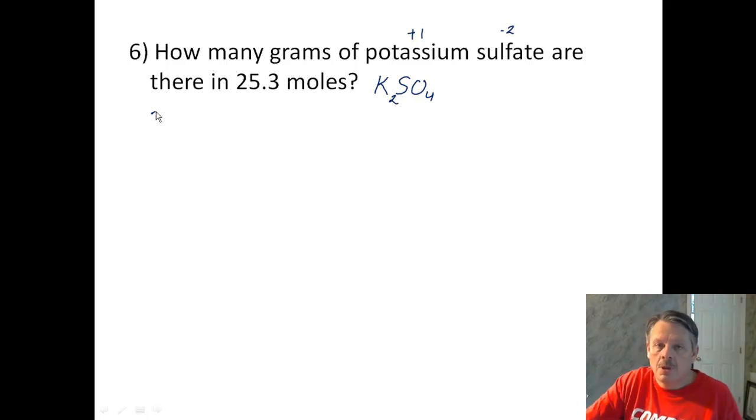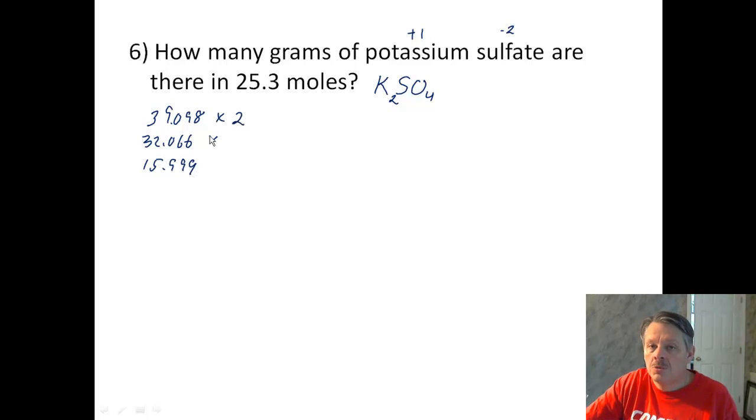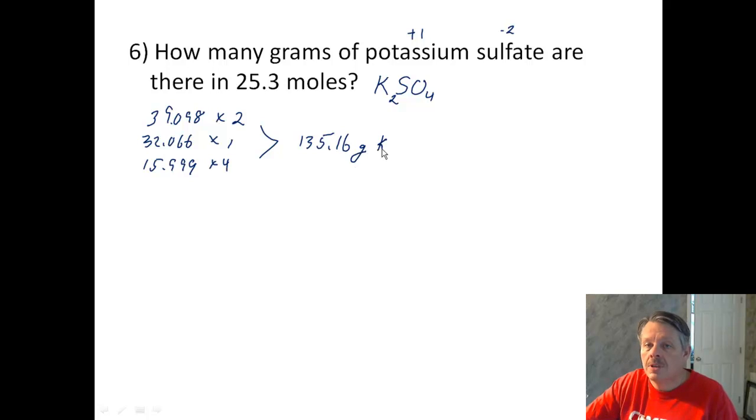So I look up K on the periodic table, it's 39.098. And I look up sulfur, which is 32.066, and oxygen, which is 15.999. I have 2 potassiums, 1 sulfur, 4 oxygens. I multiply and add, and I get 135.16 grams of K2SO4 in 1 mole of K2SO4.